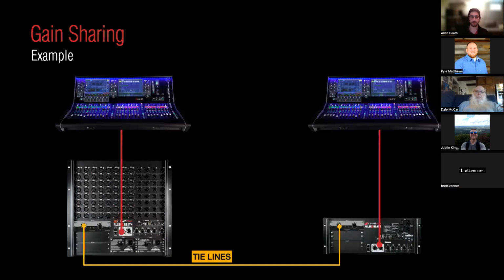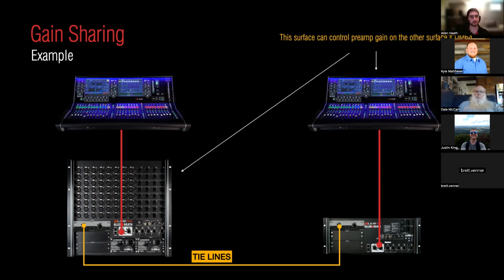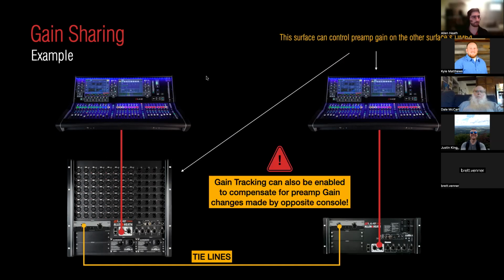And so here's an example of how that would be set up. Remember, before DLive version 1.9, if you have a digital split like this, you would just set up tie lines, send that over to the other system, and then this system would just be working with digital trim. That's all they could do. But now, thanks to gain sharing, this surface here, even though it's not directly connected to this mix engine, you can actually control the actual preamp gain on these mic preamps on this DM64. So that's a really cool feature that Allen & Heath has added.